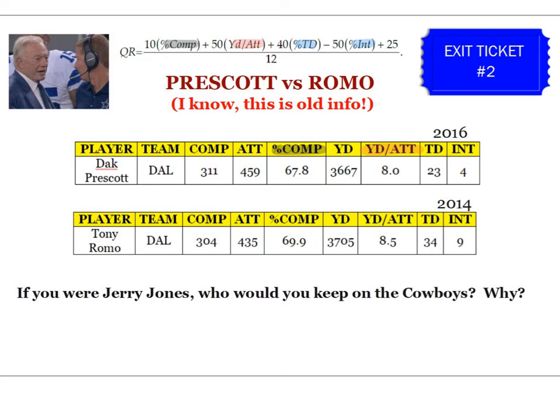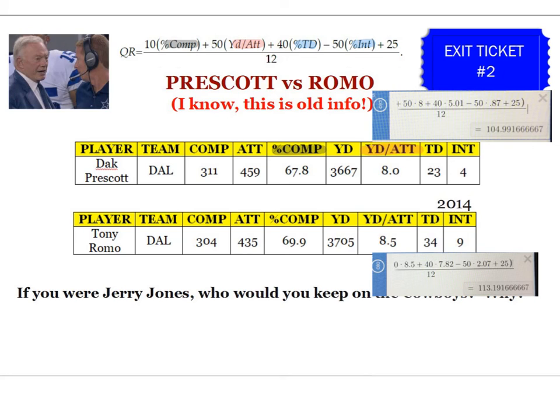So make sure that you have those written down in your journal. You'll get to use your journal on the quiz, and on the test, of course, I'll give you these formulas to use, so you just need to know how to use them. But please make sure that you have these formulas written down in your notes. What I want you to do here is figure out what Dak Prescott's quarterback rating is, and also what Tony Romo's quarterback rating would be based on these stats. When you're ready to check your answer, go ahead and play the video.